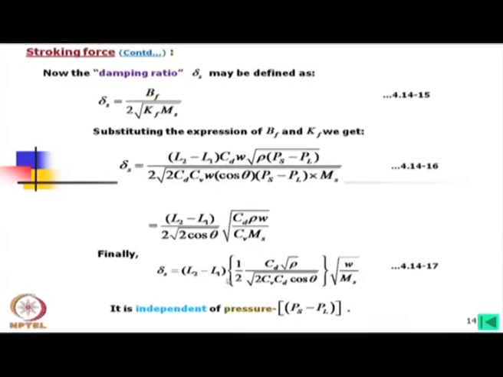to L2 minus L1 half C d, root under root rho divided by twice C v C d into cos theta and then whole into W by M s. Now, interestingly, what we find is that this is independent of pressure. Whatever may be the pressure, this damping coefficient, damping ratio, will not be affected by the pressure value.